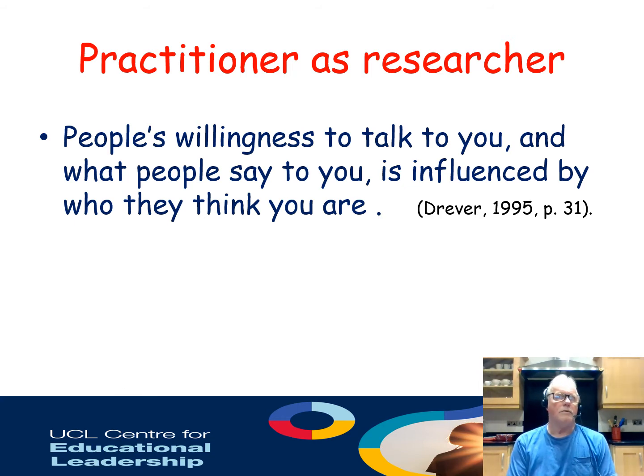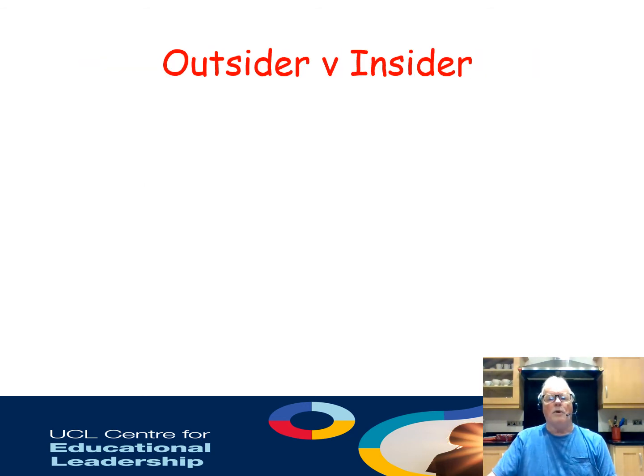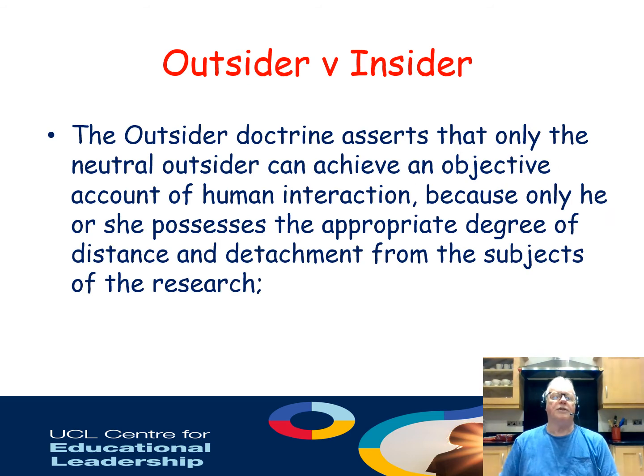If you're, for example, closely related to them as a colleague, they may not want to tell you certain things because they might think you're going to use it against them. I've come across that in some parts of the world, particularly in the Gulf countries, where people are not willing to talk because they think it might be used in some way to judge them. Okay, so if people are willing to talk to you, it's because they think they can do so without damaging themselves. So, what's the issue about outsider versus insider?